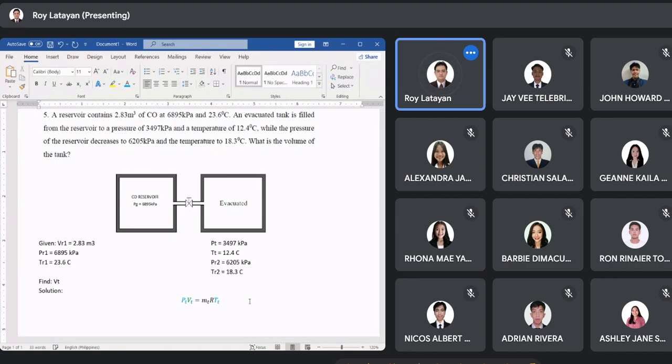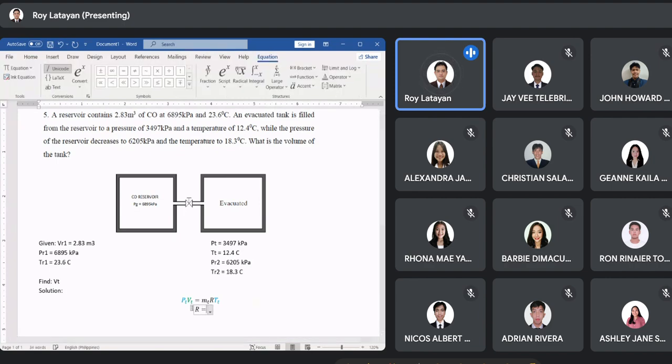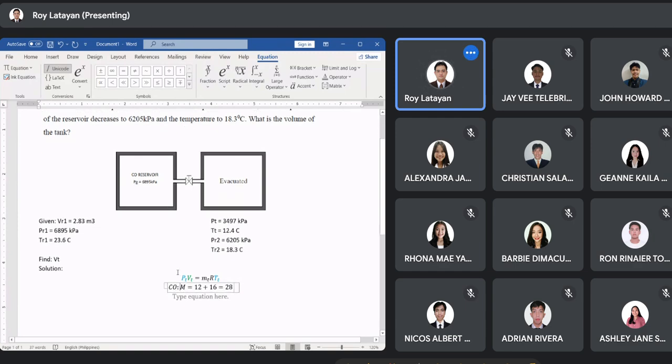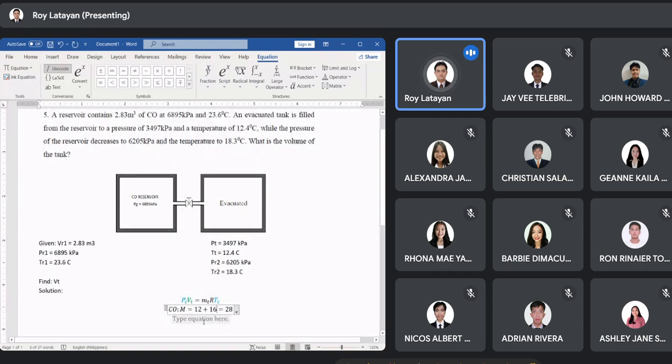So, for R, we're given SI, tapos given tayo na CO. Then, for CO, ang M niya natin is carbon is 12 plus 16 is equal to 28. Ito yung binigay na table na dapat kailangan yung alam, ang molecular weights. Carbon dioxide, edi dalawang O at saka isang C. But this is CO, so this is carbon monoxide, so 28 yung M natin.